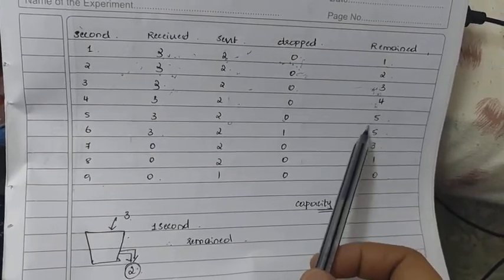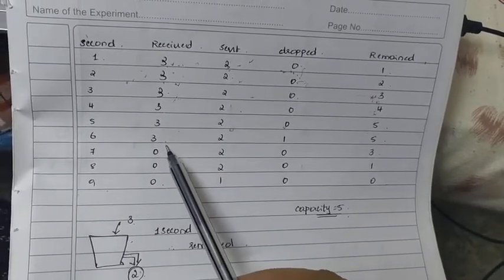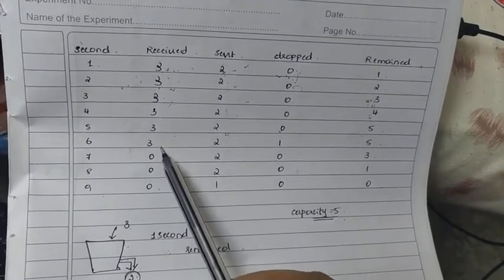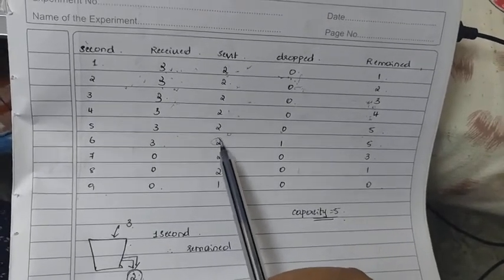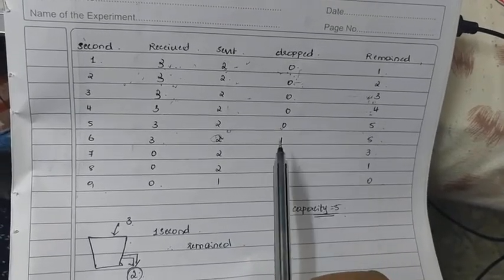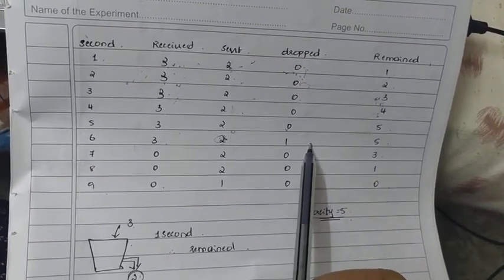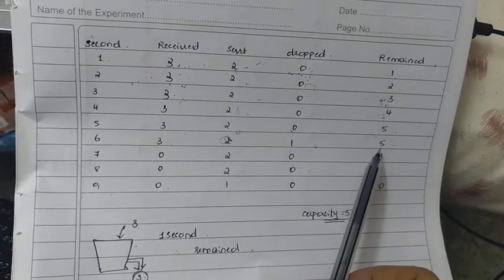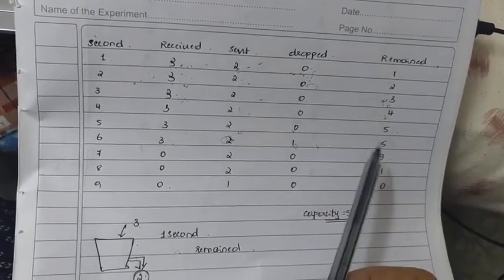Now the remainder is 5. Again for the 6th trial you are going to add 3 apples, so it will become 8. Out of 8 it is going to send 2 apples out. So the remainder is actually how much? It is 6, but it is more than the capacity of the bucket, so that's why it is going to drop 1 apple out, and the remainder is 5. So that's why you have got the drop here as 1.